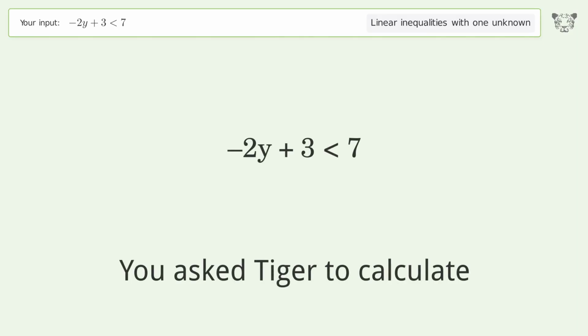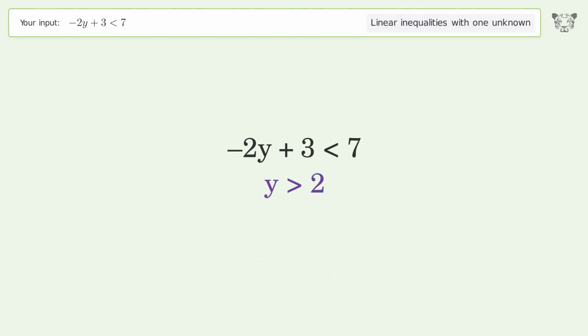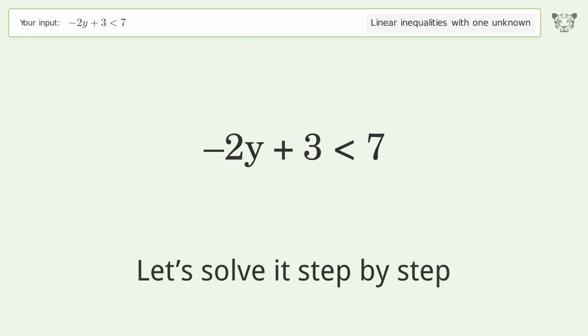You ask Tiger to calculate. This deals with linear inequalities with one unknown. The final result is y greater than -2. Let's solve it step by step.